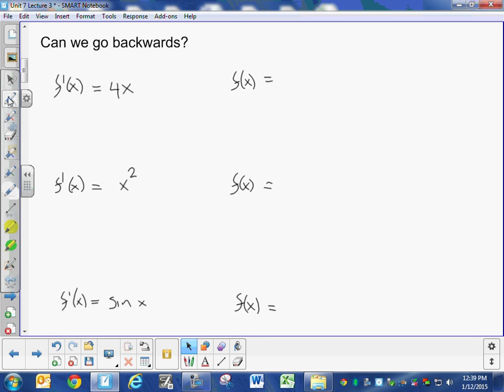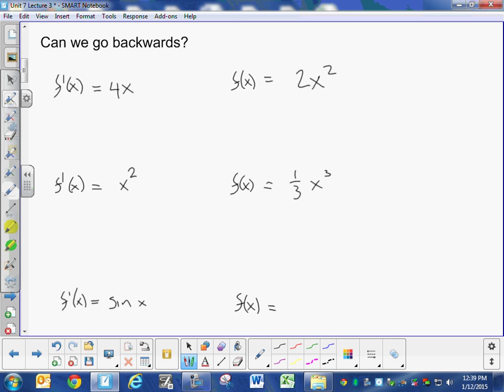Okay, looks like a lot of us got the top one. I see a lot of people write 2x squared. Mr. Russo, you got 2x squared? Good. Mr. Grubke, get that? All right, Mr. Gordon. What about the second one? What function's derivative is x squared? 1/3 x cubed. Interesting.